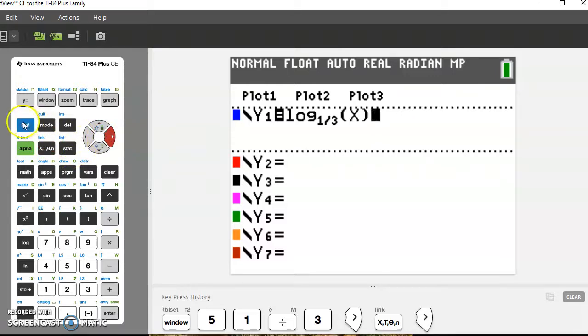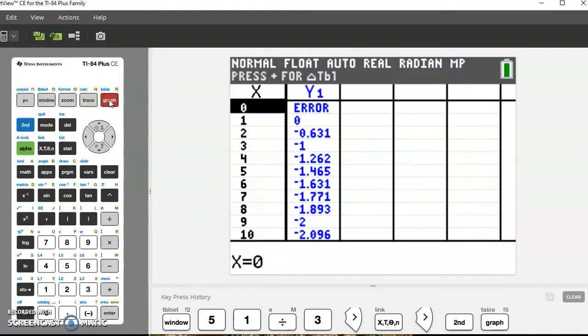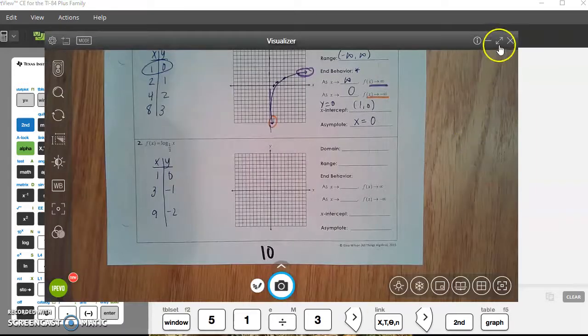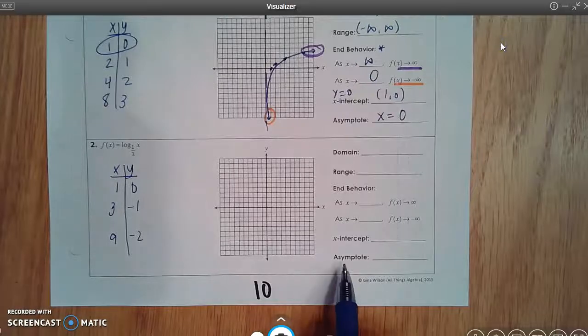Once you have it typed in, we're going to go to second graph and look at our table of values. Once again, we're going to try and find all the numbers. You should be able to find about 3 to 4 points on these, and if you have to use a decimal, please use a decimal, but you should be able to get at least 3. Okay, so we're going to have points at (1, 0), (3, -1), and then (9, -2) are the easiest ones to graph. So if we go back to our paper, we should be able to find the asymptote.